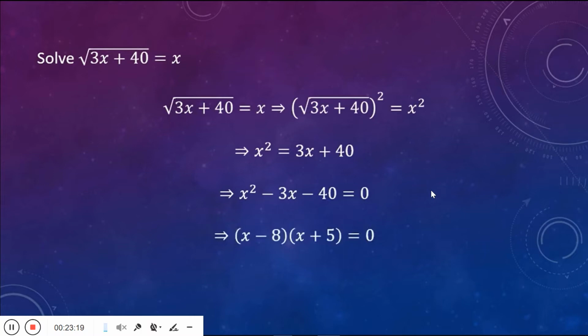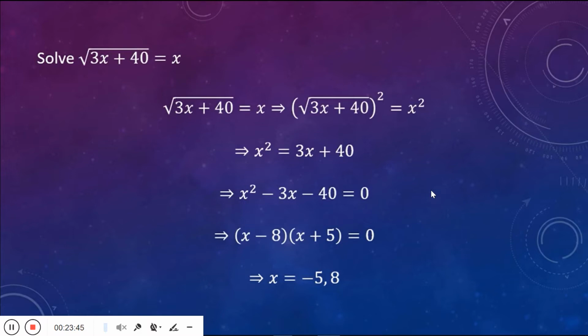So we have our factors, x minus 8 times x plus 5 equals 0. We come up with our two x values of negative 5 and positive 8. Now, we take each of these answers, we substitute them back into the problem as given, and make sure that if it makes what's inside of our square root negative, then we have to throw that guy out.